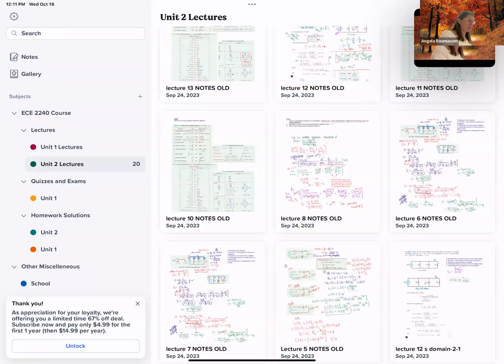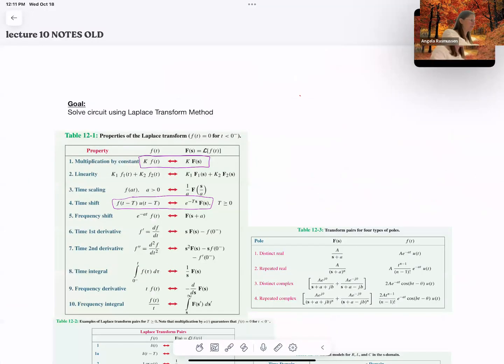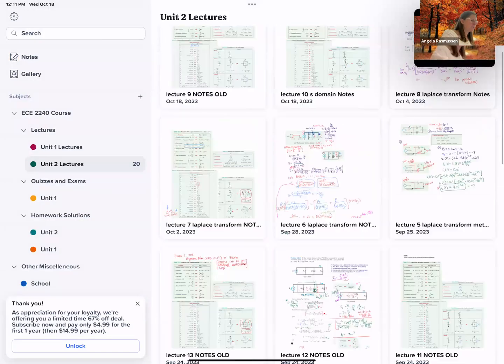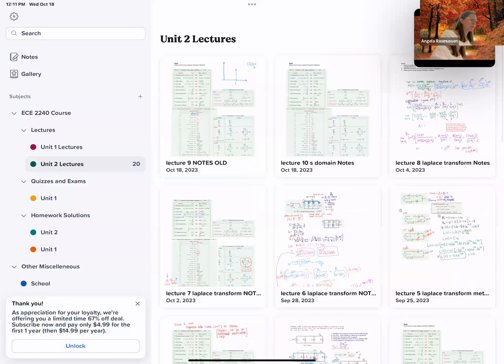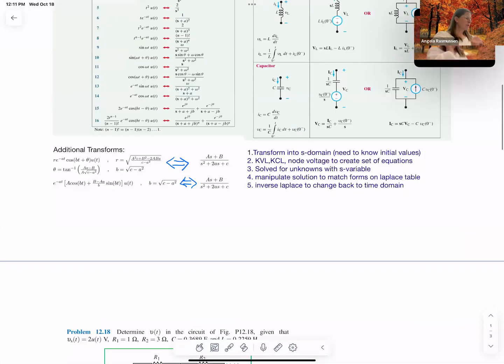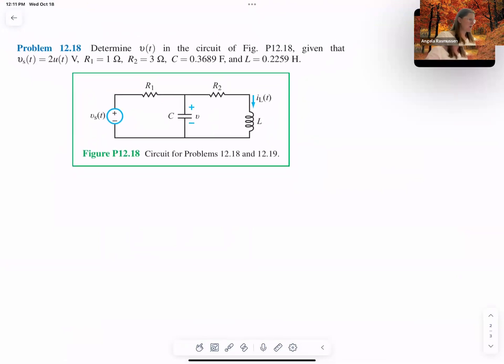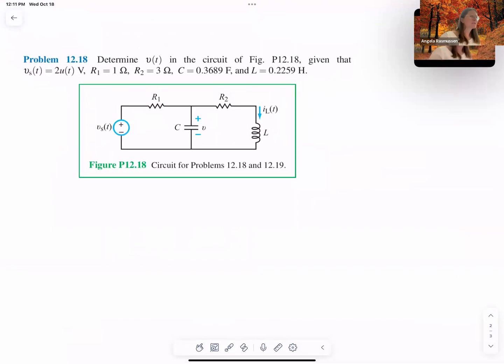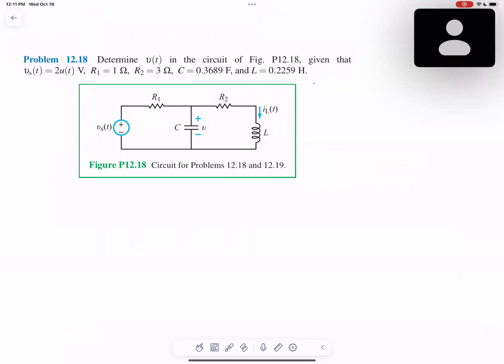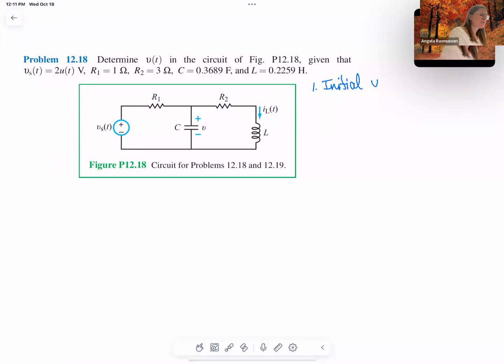Okay, so we are on 10 now. Let's work on this problem, which will be new. Same technique. What are the steps to solve this? What do you need to do first? Initial values. Okay, so find initial values. How do you find those initial values?